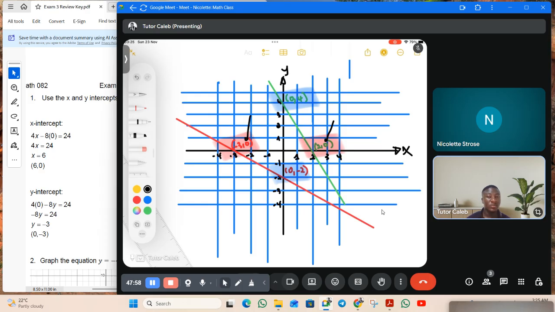And what do you notice about the y-intercept? When you say y-intercept, it means where the line cuts the y-axis. Whenever the line cuts the y-axis, the x-coordinate is always 0. And on the x-intercept, that is, wherever the line cuts the x-axis, the y-coordinate is always 0. And you said an intercept is when a line cuts an axis.